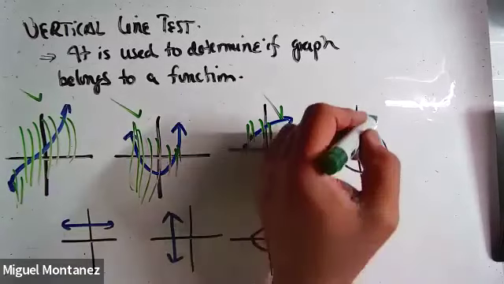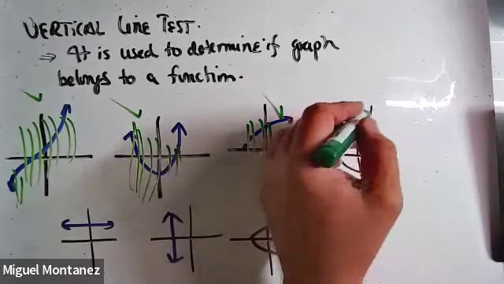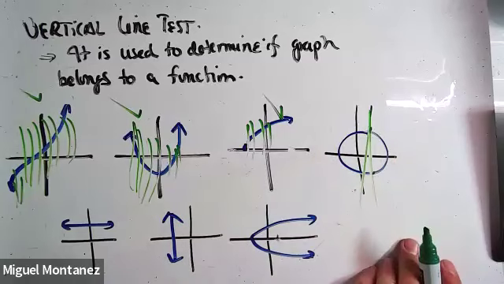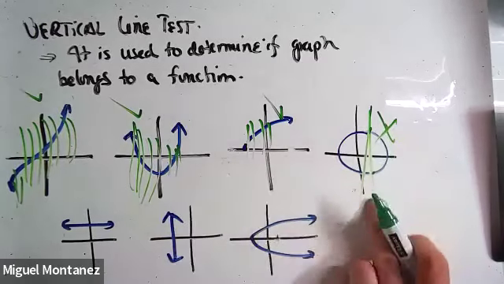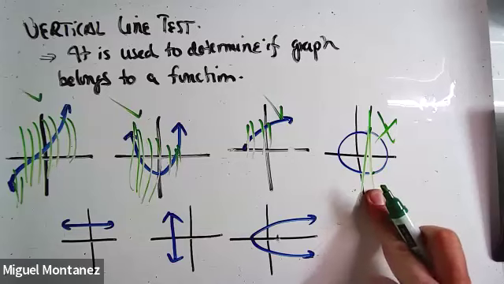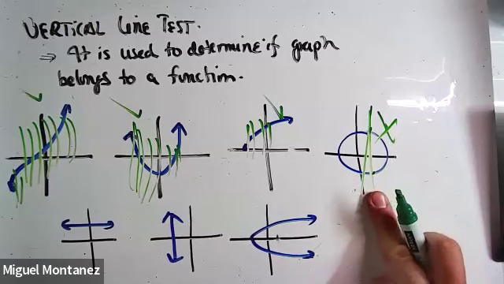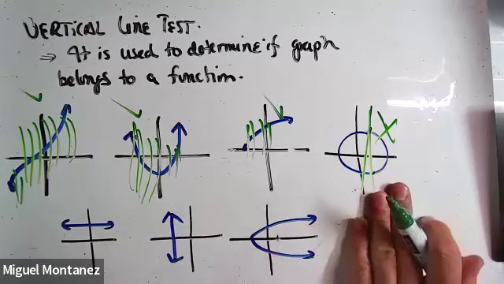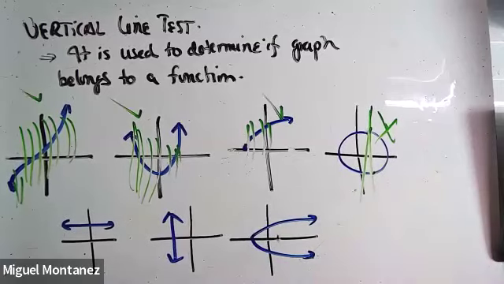However, if I have the circle, if I were to draw a vertical line, I touch the graph in more than one point, so this one is not a function, does not represent a function. It has a relation, it has an equation, but not a function.